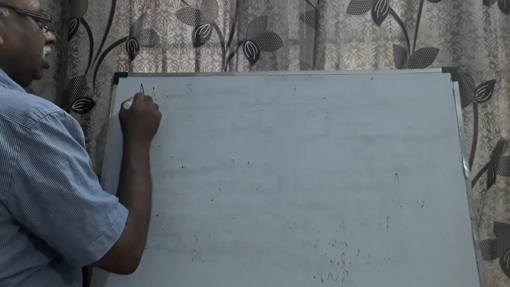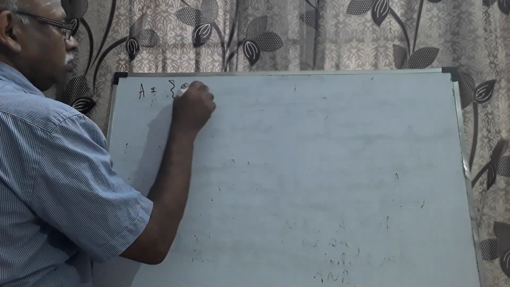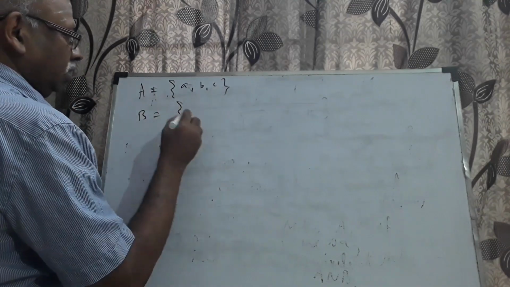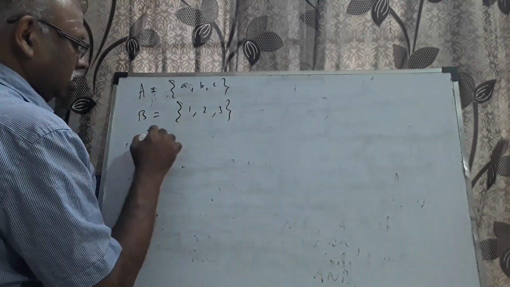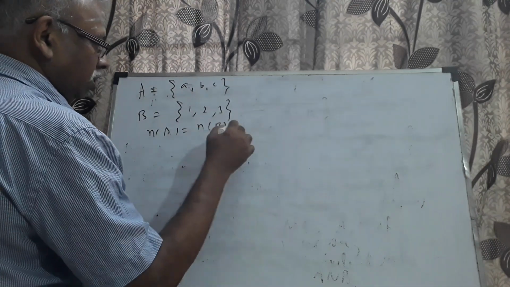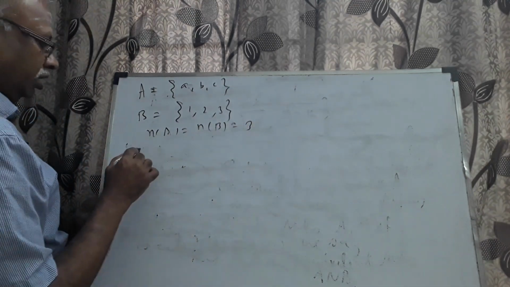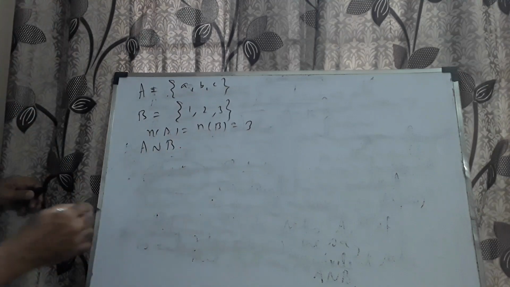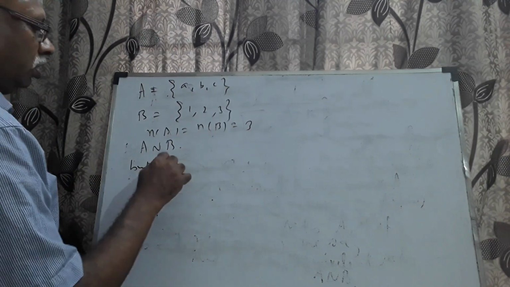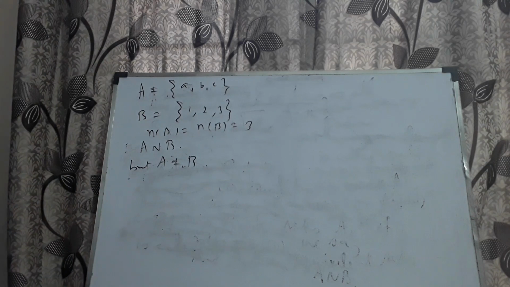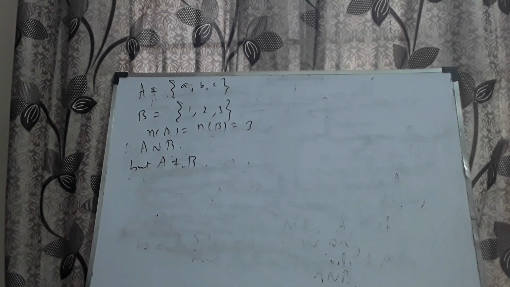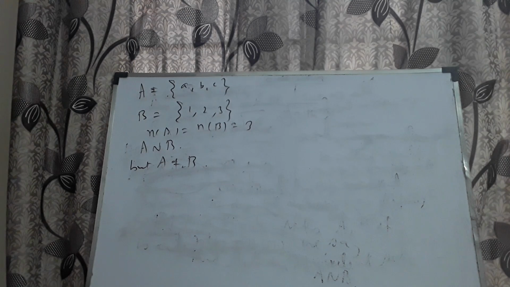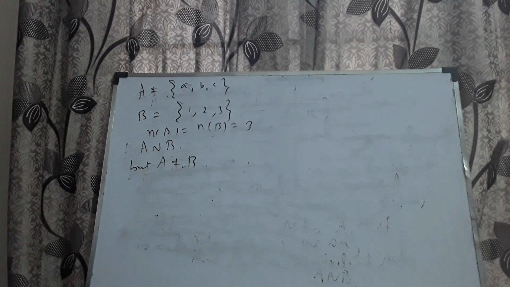Capital A has elements a, b, c. Capital B has elements 1, 2, 3. Now n of A is equal to n of B is equal to 3. Therefore, here A is equivalent to B, but A not equal to B. If A and B are equal, they will be equivalent also. A pair of equal sets will be a pair of equivalent sets. But the converse is not true. Here A, B are equivalent, but they are not equal.